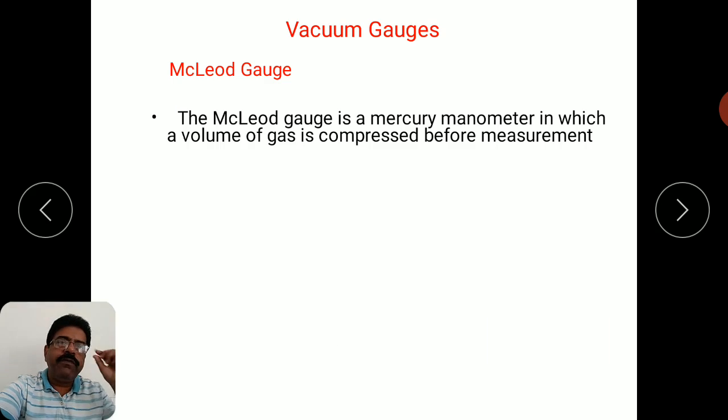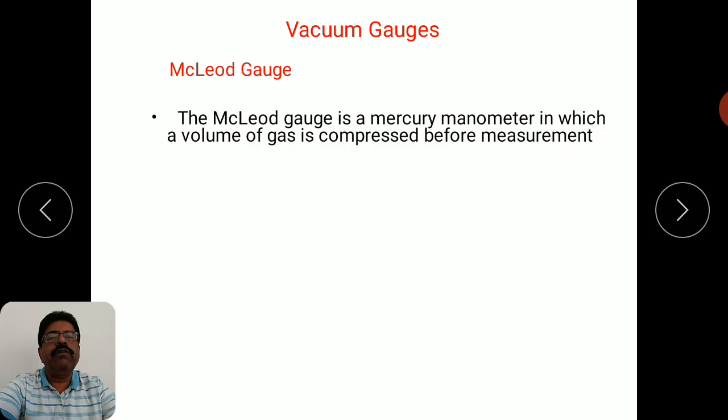Now the first type of vacuum gauge that we are going to study in this video is the McLeod gauge. This was a very early stage vacuum measurement gauge, and even though right now it is not very much used, it is still a good device for laboratory level calibration. The McLeod gauge is a simple mercury manometer in which a volume of a gas is compressed before measurement.